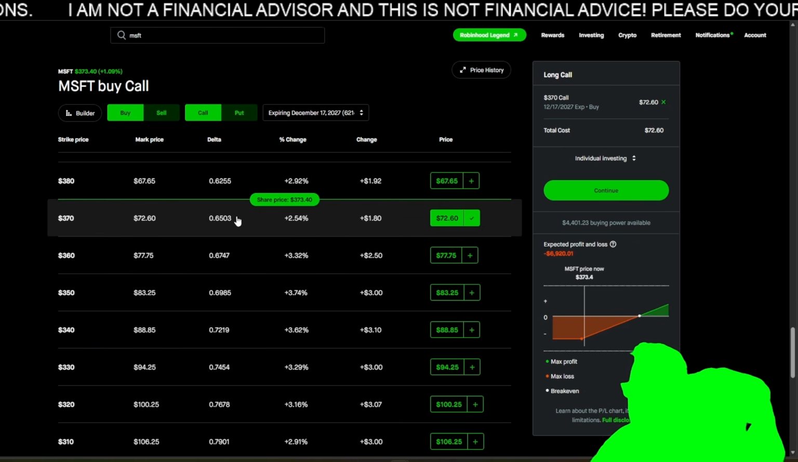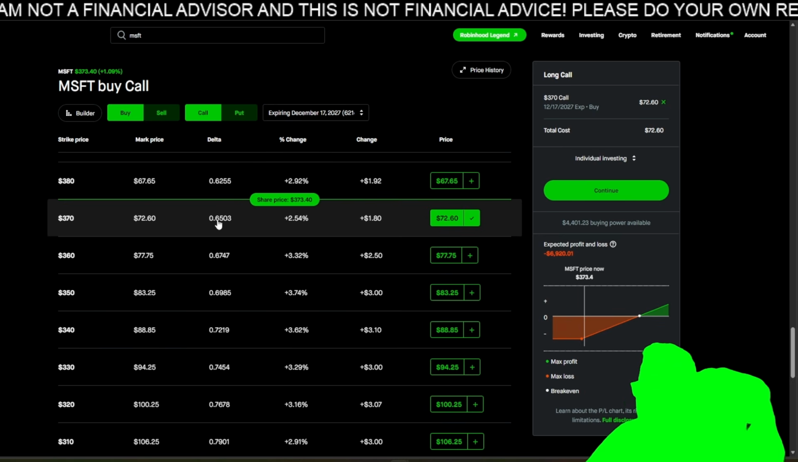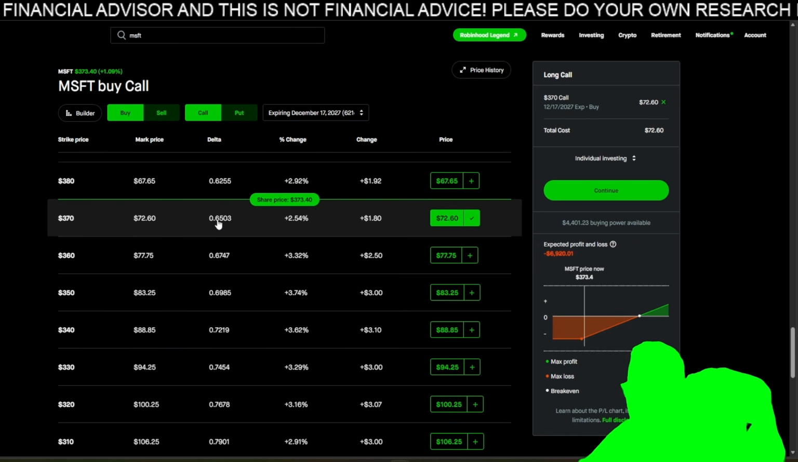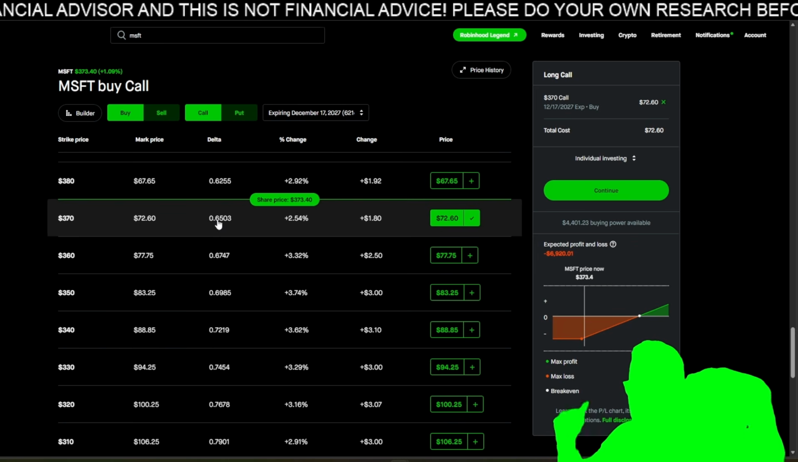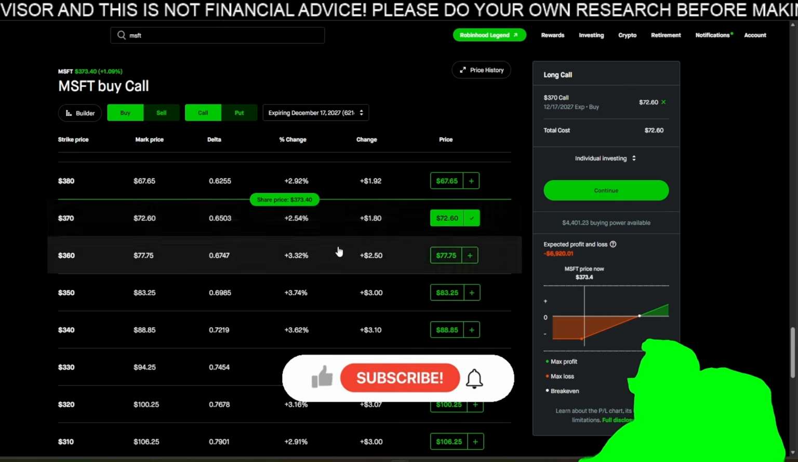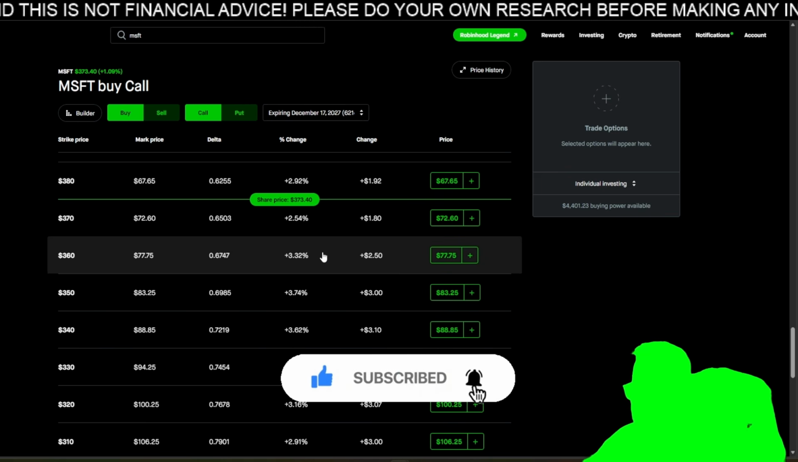But as you will notice, this delta here of 0.65 means for every dollar Microsoft moves, I will be able to have this contract move up 65 cents of the dollar, or about 65% of the move that Microsoft gets, this option contract will get for us. So what I look for in a delta, again, is like 70 to 80, something like that.